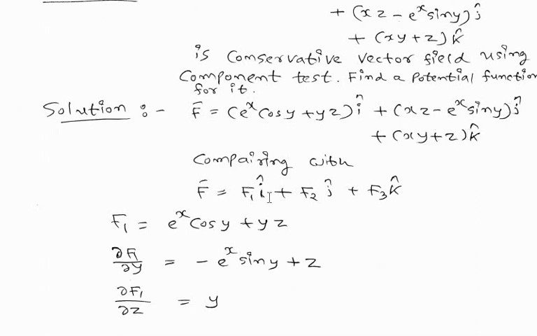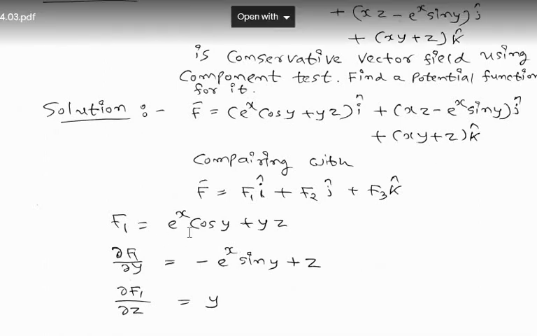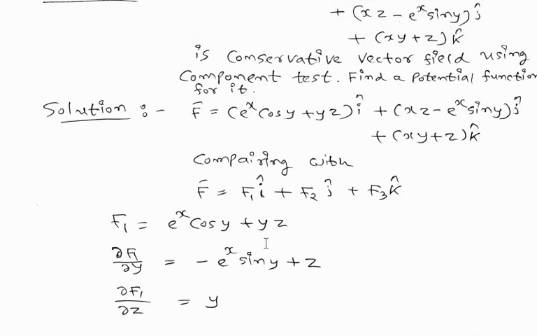So we have f1 equals e raised to x cos y plus yz, and then f2 equals xz minus e raised to x sin y, and f3 equals xy plus z. So over here we have f1 equals e raised to x cos y plus yz. First of all we have to find del f1 by del y and del f1 by del z for f1. So del f1 by del y, the partial derivative of f1 with respect to y.